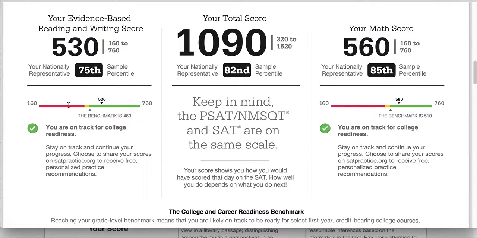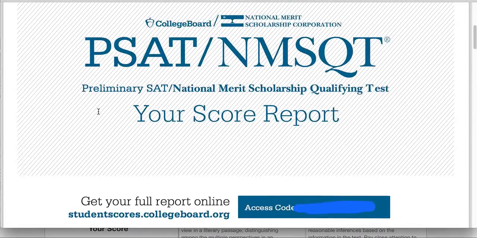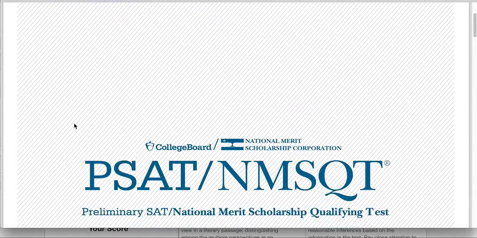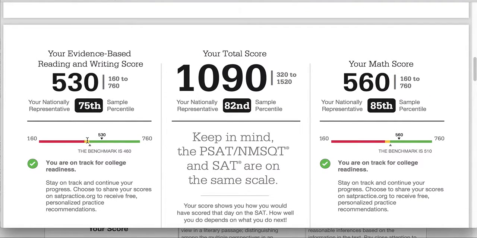Just below your scores, you'll see a couple bars to give you an idea of where your skills are compared to the average student in America. If you're in the green, then you're above the benchmark, which is considered, again, average. This is kind of like a C, or a passing grade. And so this student with 530, when she was in the 11th grade, surpassed that passing grade. Right? 530 is in the green here. And then 560 also surpassed the passing grade, the average of 510. So 560 is also in the green.